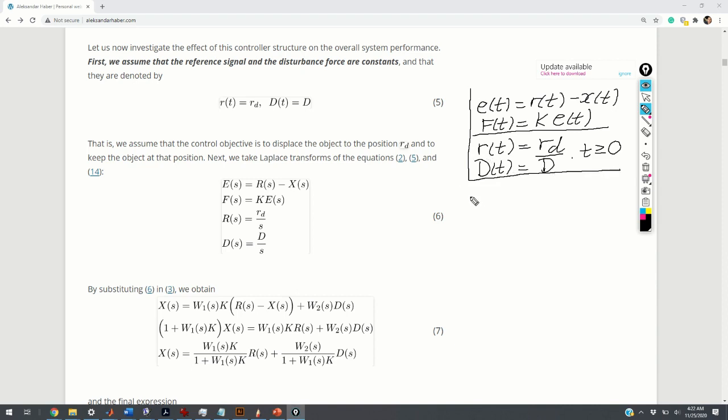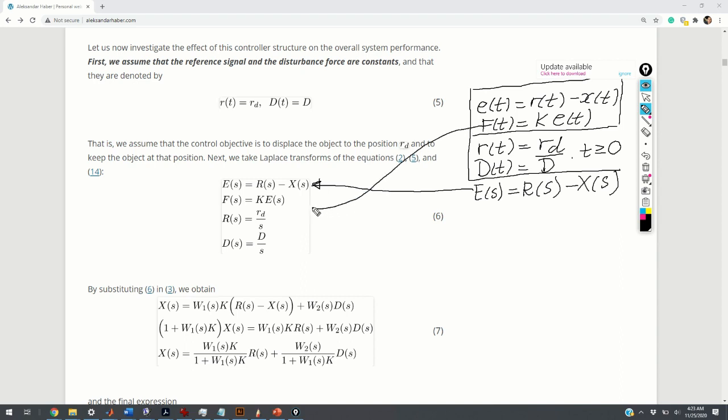Now, what do we do next? Of course, we need to perform the Laplace transform. So let us perform the Laplace transform of these equations. So let's see, the first equation is given here, right? And this equation corresponds to this equation. Similarly, the Laplace transform of the second equation is over here, and the Laplace transforms of the third and the fourth equations are given over here.